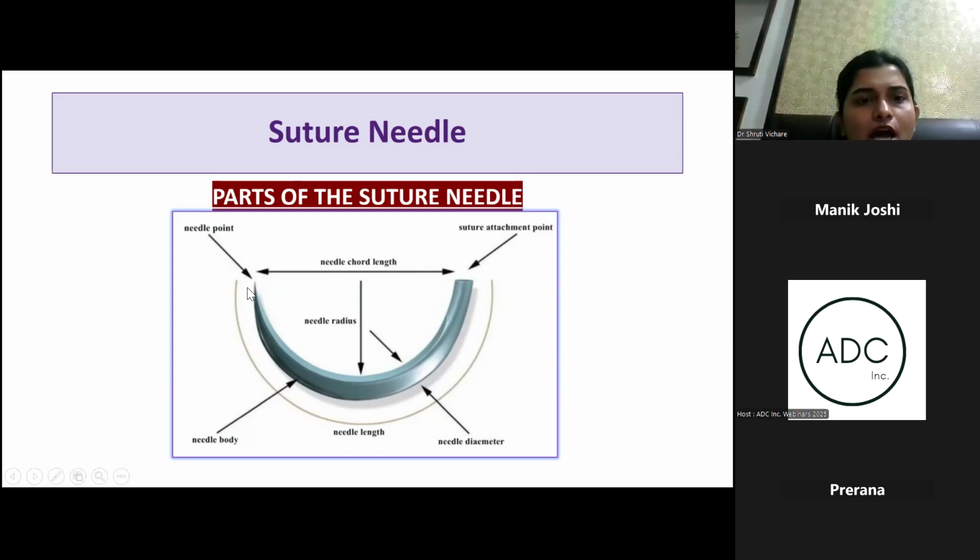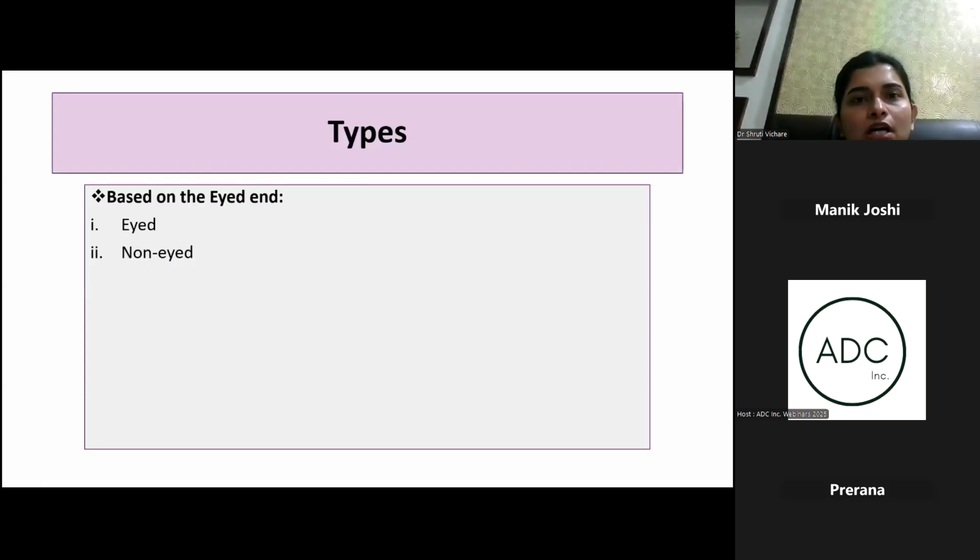Okay. If I straighten this needle and measure its length, that is my needle length. And if I cut the needle and measure the cross section, that is the cross-sectional diameter of the needle, which becomes my needle diameter. I hope this is clear. This is very, very important to understand the coming slides.